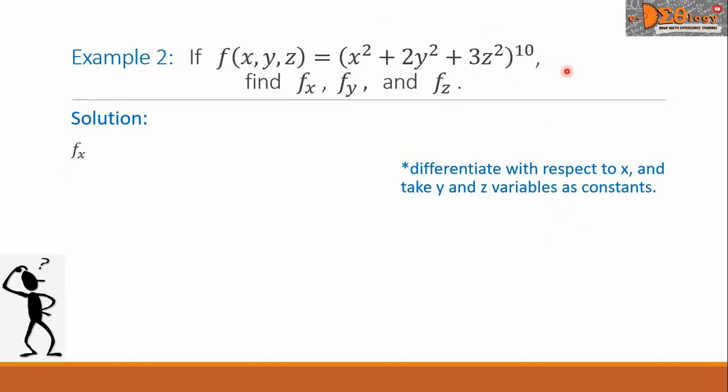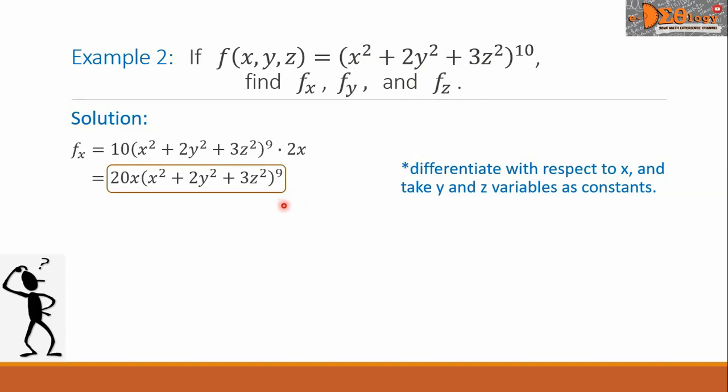We can see here that our function is a composite function. So the derivative is 10 times the quantity x squared plus 2y squared plus 3z squared, and the trinomial is raised to power 9, times the derivative of this function, meaning the derivative of x squared, that is 2x. Of course, the variables y and z are constants, so their derivatives will be all 0. So let us just simplify further. We have now 20x times this trinomial that is raised to power 9. This is our answer.